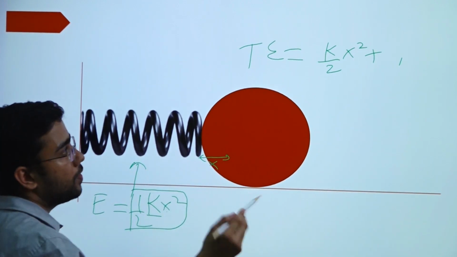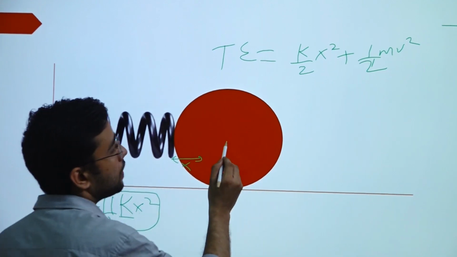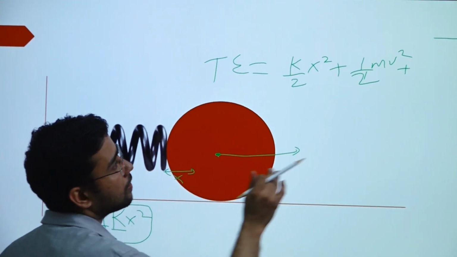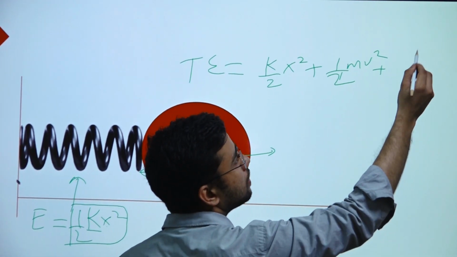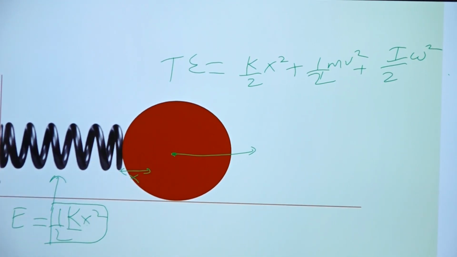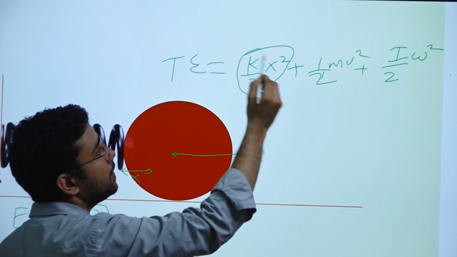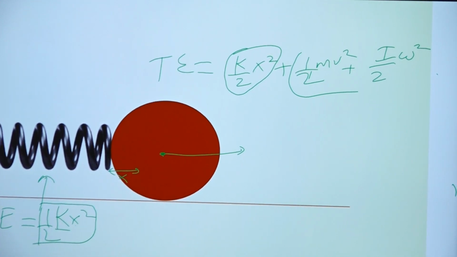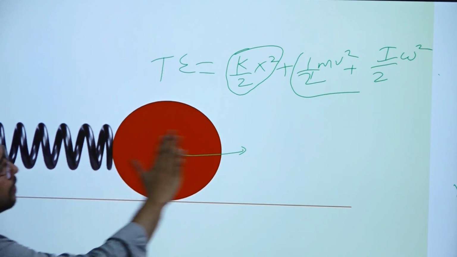plus half mv square, the same thing that we found in the previous part, where v is the velocity of the center of mass, plus, if it is rolling with angular velocity omega, I by 2 omega square. That will be the total energy of the system. Out of this total energy, the spring term is PE, potential energy, and the whole rest is kinetic energy. Then let us do some numericals now.